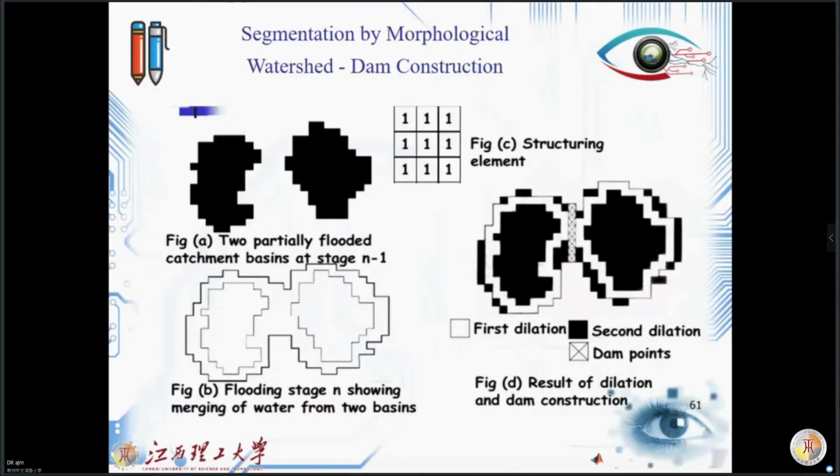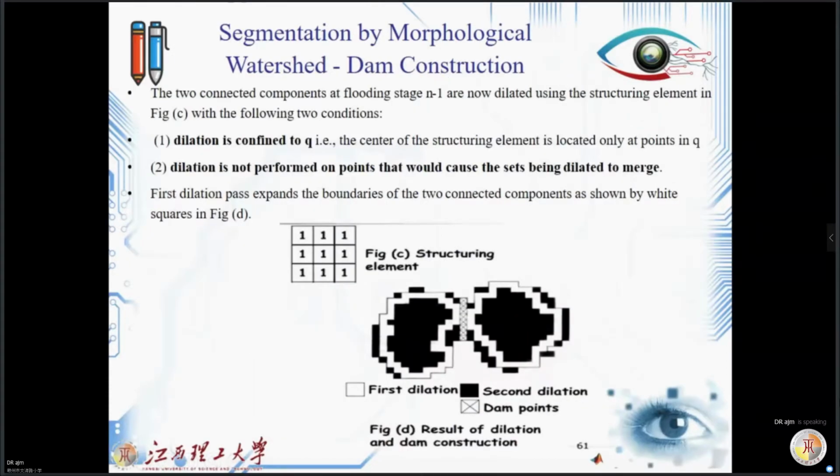Let us continue with the two connected components at flooding stage n minus 1. As you will see now, they are dilated using the structuring element in figure C with the following two conditions. Dilation is confined to Q. For example, the center of the structuring element is located only at points in Q, and dilation is not performed on points that would cause the sets being dilated to merge. The first dilation expands the boundaries of the two connected components, as shown by white squares in figure D.